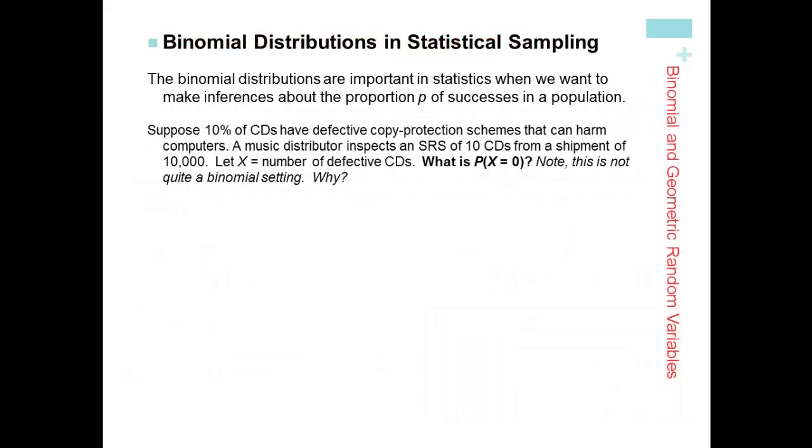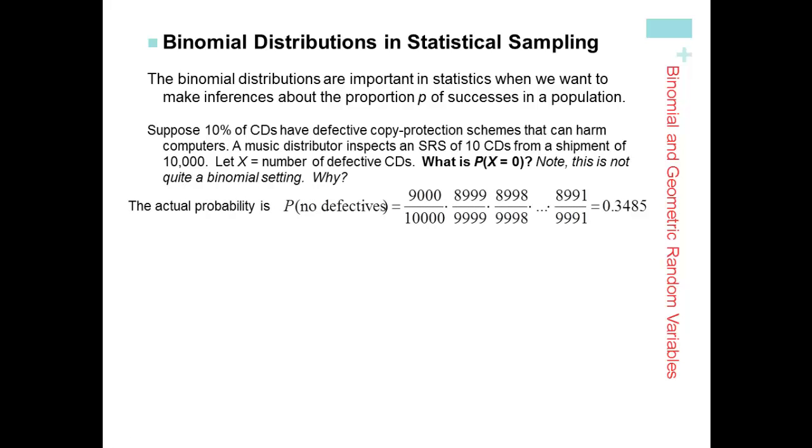Binomial distributions are important in statistics when we want to make inferences about the proportion of successes in a population. Suppose 10% of CDs have defective copy protection schemes that can harm computers. A music distributor inspects a simple random sample of 10 CDs from a shipment of 10,000. Let x equal the number of defective CDs. What is the probability of x equaling 0? Note this is not quite a binomial setting.